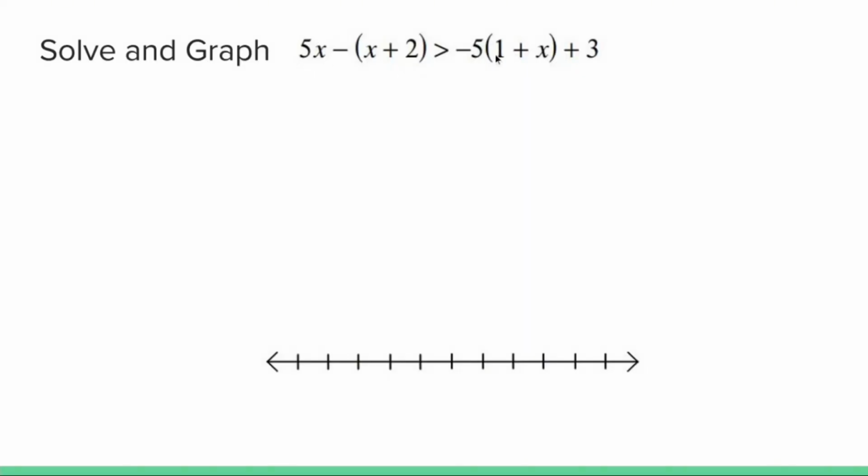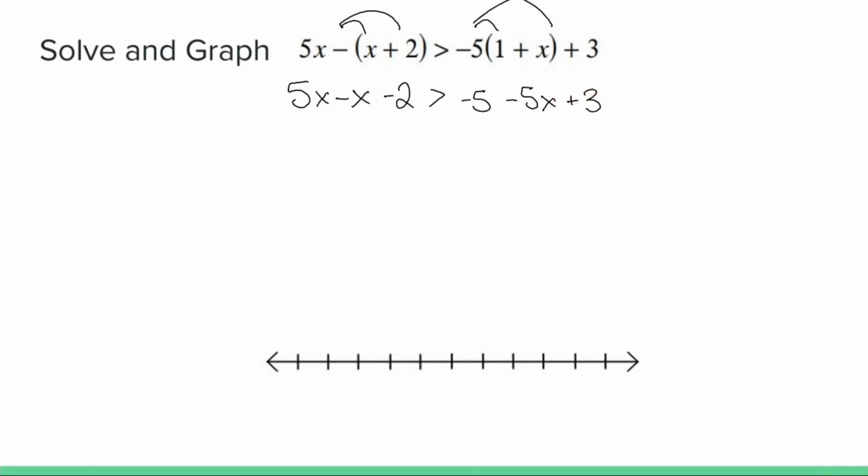Fun. Look at this gross looking inequality. Well, I see two distributed properties, so let me take care of that first. Negative x is negative x. Negative positive 2 is negative 2. I'll drop down the 5x right here while I'm at it, is greater than. Negative 5 times 1 is negative 5. Negative 5 times x is negative 5x, and then drop down the positive 3.